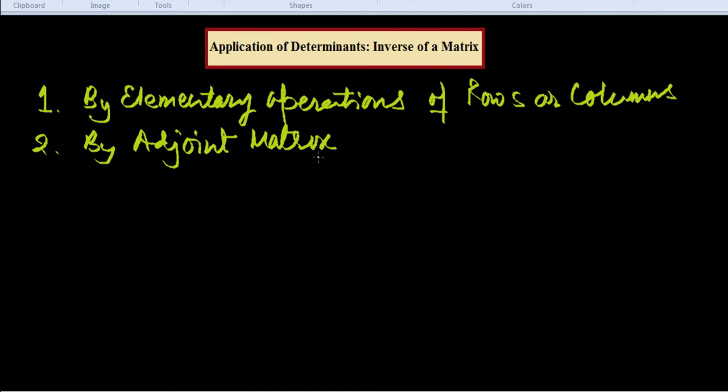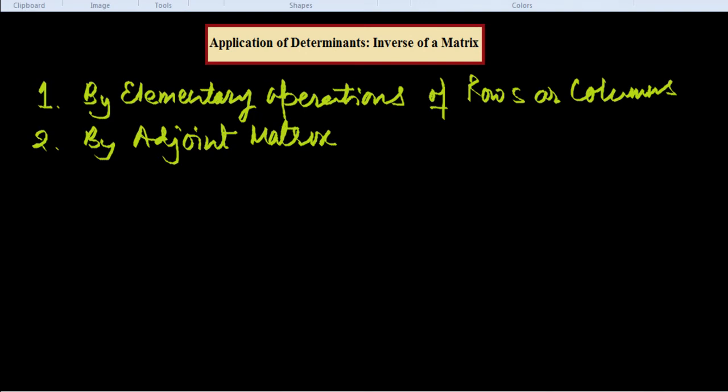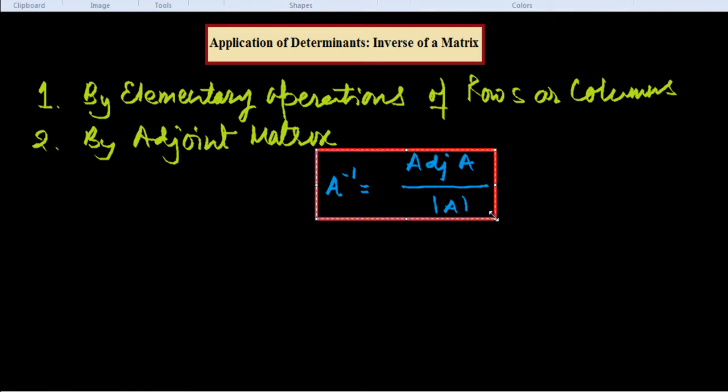Through adjoint matrices, we have to find the inverse of a matrix. It is the application of determinants that we use in the second method. So we study the inverse of a matrix through the adjoint matrix. First of all, I would like to tell you the formula regarding this. A inverse is equal to adjoint A over determinant of A. This is the formula, so we have to keep this in our mind.